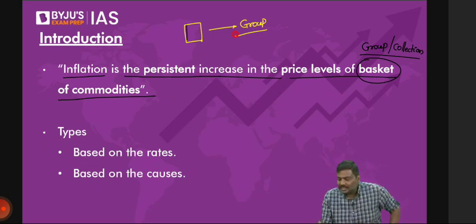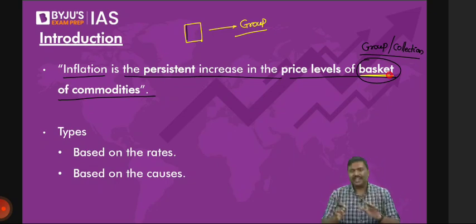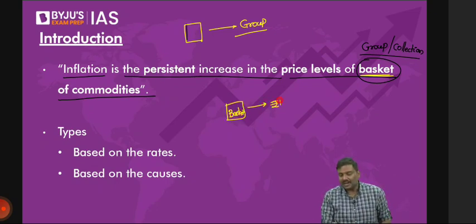That is point one. Point two. Imagine the same house last year purchased a certain group of commodities like this. For that basket of commodities, last year the price was 100 rupees. I repeat. There is one house. The house is purchasing a basket. Basket means what? Group of commodities.